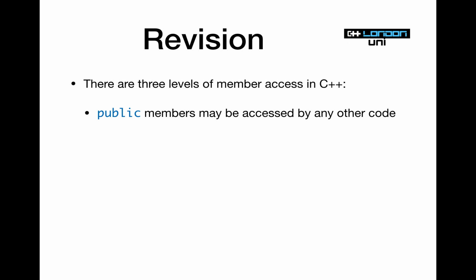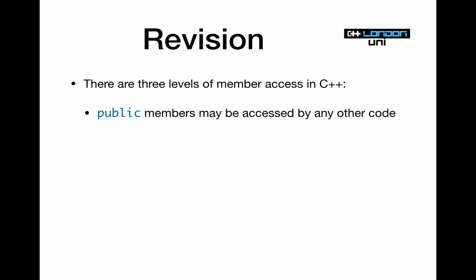So, for those who were here last week, how many member access levels do we have in C++? 3, very good. And what are they? Public, private, and protected. Fantastic. Right. What is public member access? It's available to the public. It's available to the public, yeah? And by the public you mean? All other objects can use it, yeah. Any other code, yeah, absolutely.